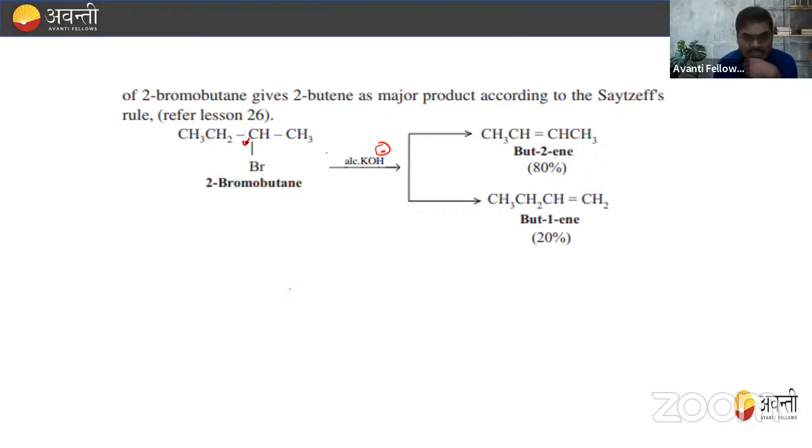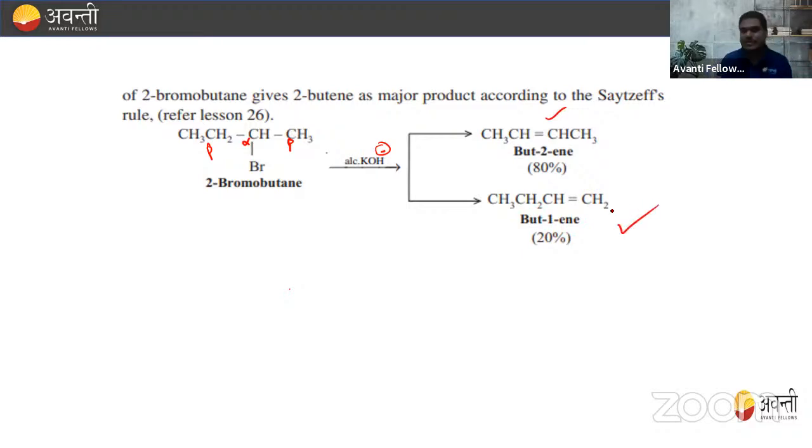So this carbon is the alpha carbon. This is also the beta carbon, and this is also the beta carbon. Let us assume we remove H from this carbon, that is the first beta, so we'll get this. Similarly, if we remove one hydrogen from this beta position, we'll get this.